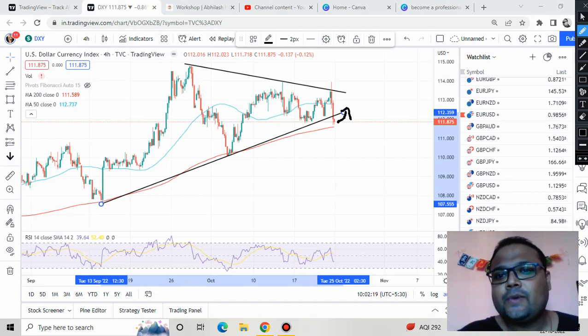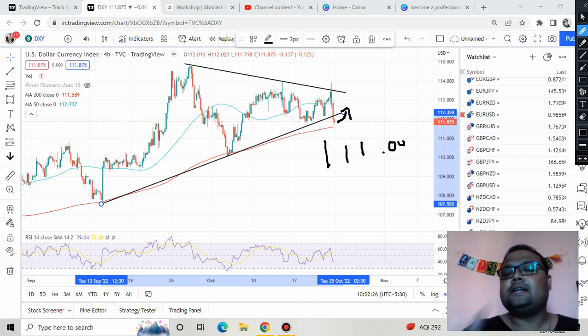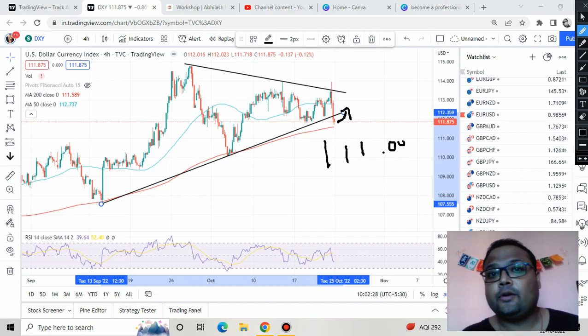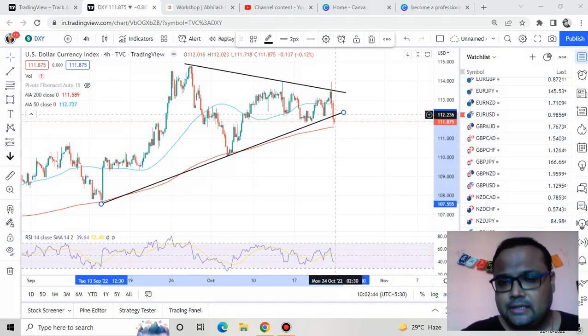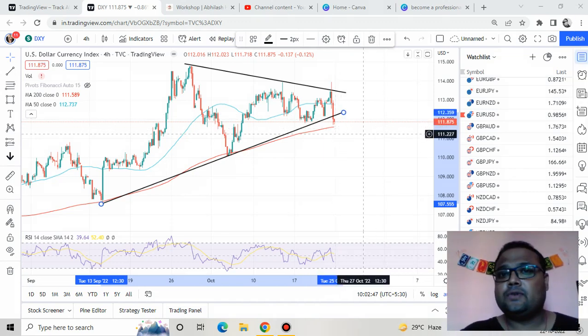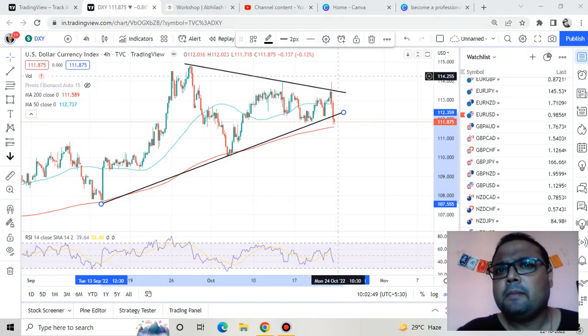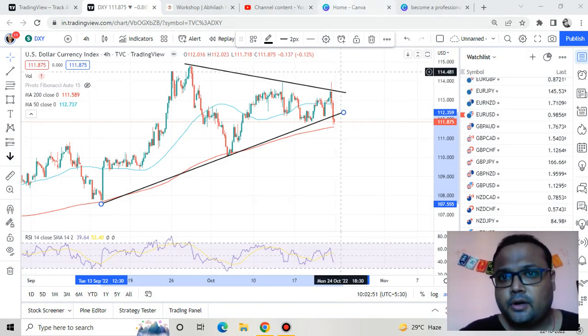And as long as DXY is maintaining its position above the 111 level, I think we should consider DXY to be in an uptrend only. Overall, we are talking about the trend of DXY. But by next week or after 3-4 weeks, there may be some correction again, where we can see a massive correction. But right now we can see that DXY is still trying to take support around the 200 moving average. So things are still very much positive for DXY if we look at the overall picture. So the market opening will be very important.